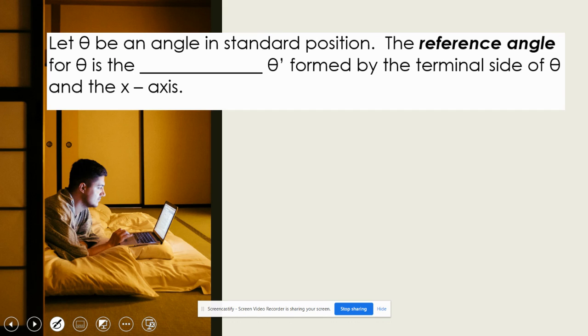So a reference angle for theta is the acute angle. They call it theta prime, formed by the terminal side of theta on the x-axis. So that's the formal definition.